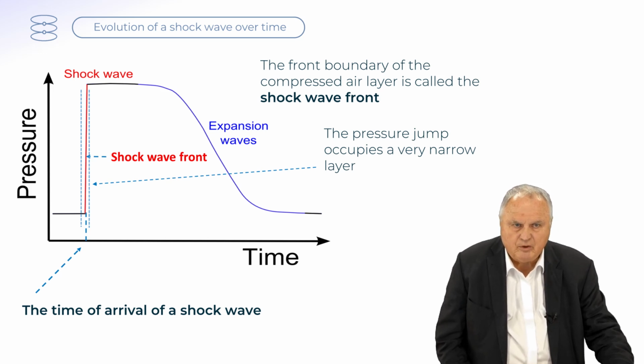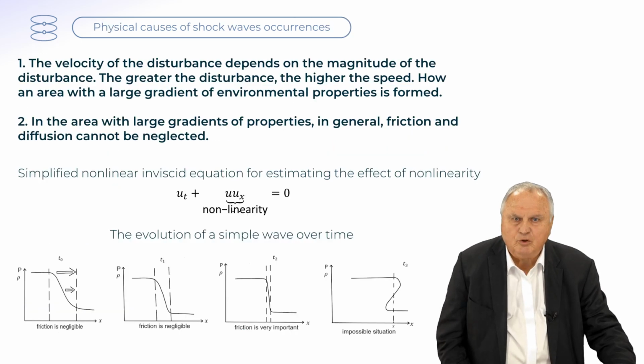This figure shows a picture of the passage of shock waves over time through a fixed point in space. The shock wave front is a very narrow layer in which the parameters of the medium change almost abruptly from the values before the jump to the values after the jump. Let's try to explain the physical reasons for the formation of a narrow transition zone at a jump. Physical causes of shock wave occurrence.